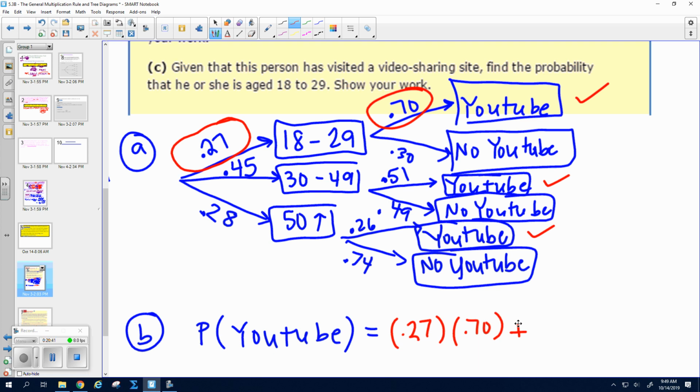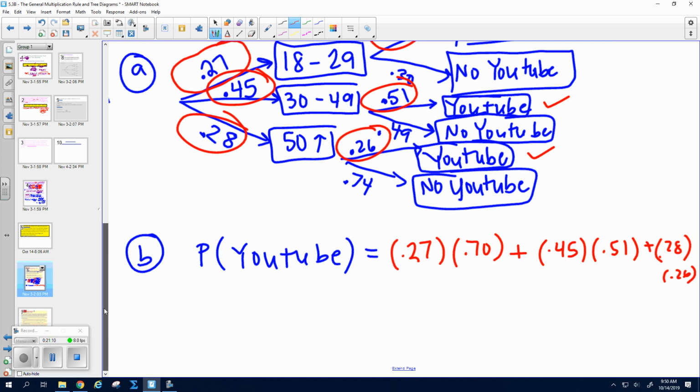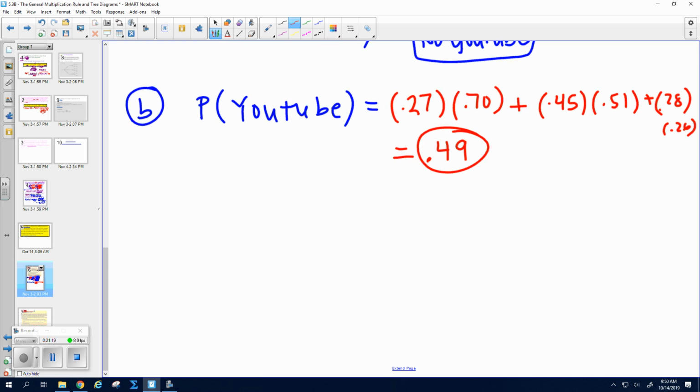So Sulav, what's the next 2 numbers I multiply together for my middle group to get to YouTube? Okay, good. So then I do 0.45 times 0.51. And my final way, Cam, to get to YouTube, what do I multiply together? Yep. All right, so multiply and add all those up, and you get 0.49. So just the probability that any random person that you pick uses YouTube is about 49%.